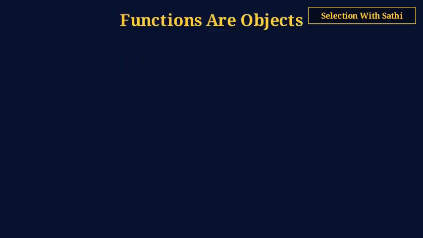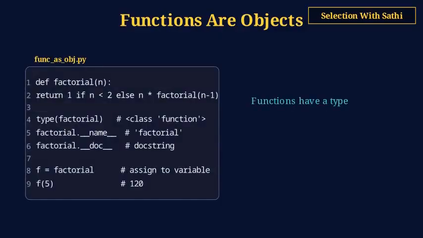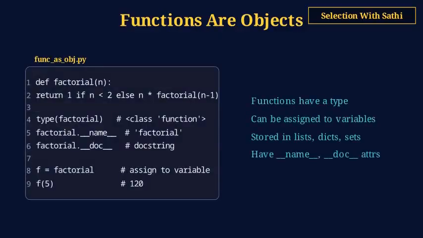In Python, functions are first-class objects. This means they have a type, type of len returns built-in function. You can assign a function to a variable, f equals abs, then f of -5 gives 5. Functions have attributes like __name__ for the function name and __doc__ for the docstring. You can even store functions in lists and dictionaries.